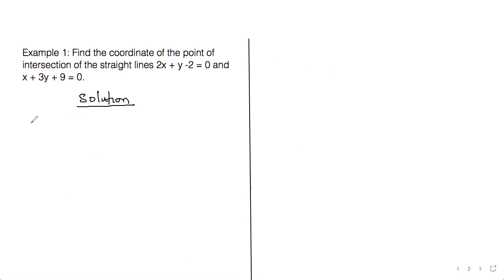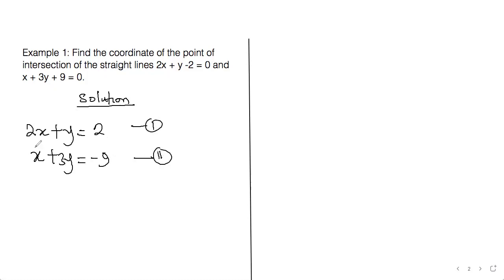So now I want to solve using the elimination method. I will just arrange the equations in the standard form. 2x plus y equals minus 2 becomes plus 2, sorry, 2x plus y equals 2. So that's the standard form that the equation will be when you want to use the elimination method. Then x plus 3y equals minus 9. So this is equation 1 and this is equation 2.